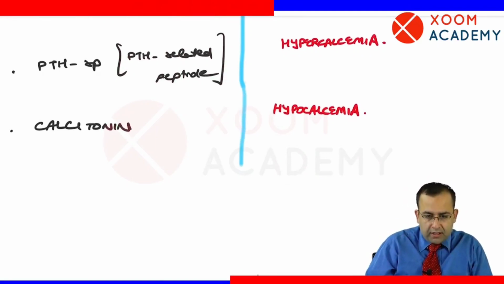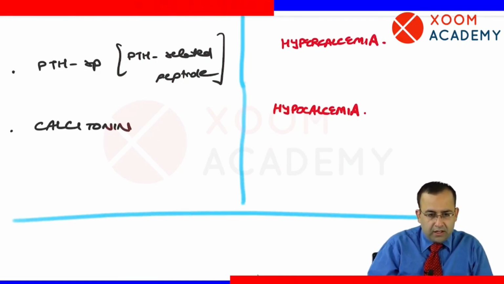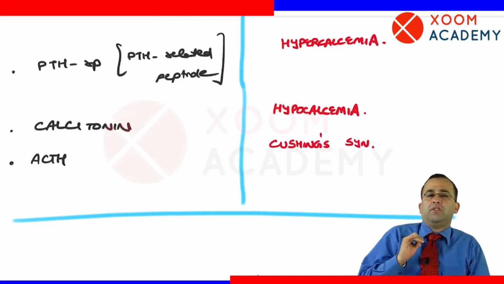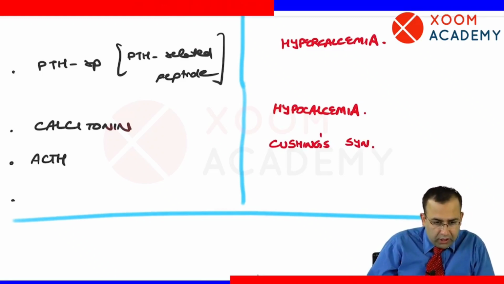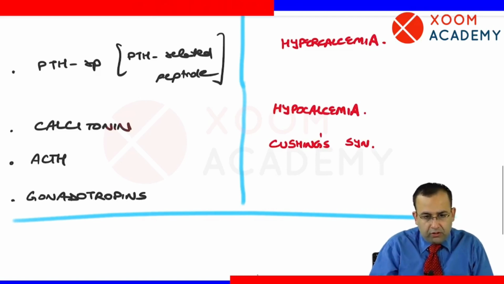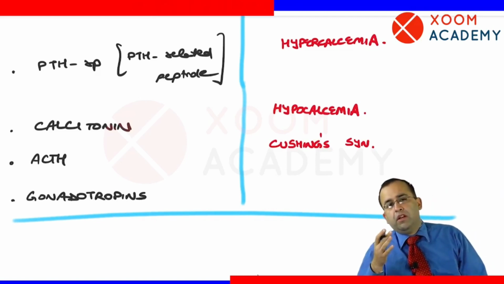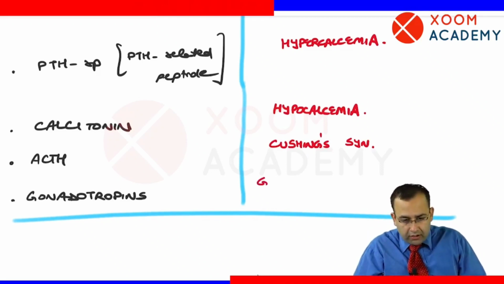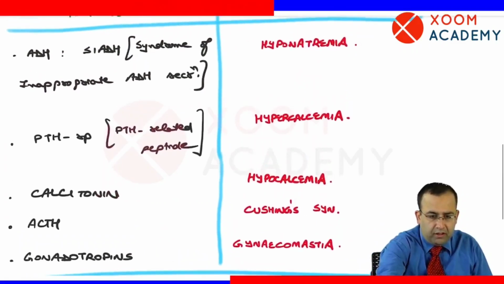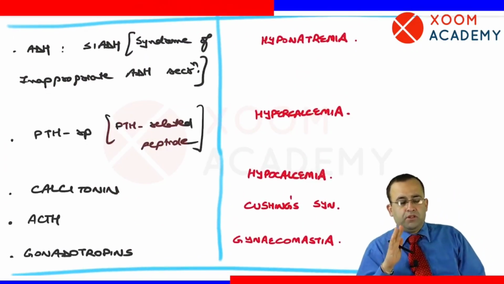Next is ACTH secretion, which is associated with development of Cushing syndrome. And lastly is gonadotropin secretion. Gonadotropins lead to gynecomastia, enlarged male breast. These are the paraneoplastic syndromes associated with lung cancer.